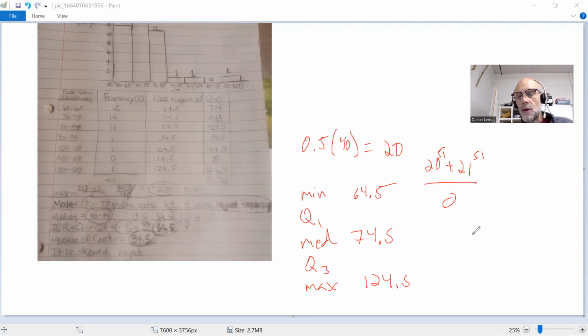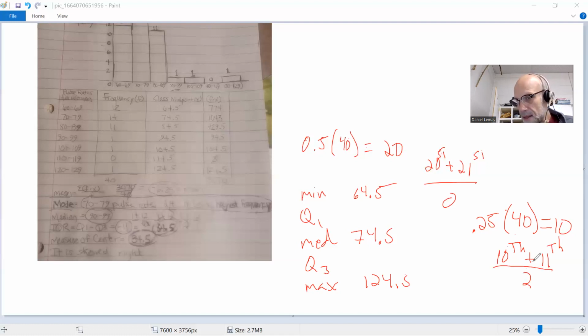What's that going to be? Well, we know the lower quartile is at the 25th percentile. So 25% of 40, or 0.25 times 40, is 10. So we're going to average the 10th and the 11th number. It's a whole number. Remember back in chapter 2 how we had to do that. So it's going to be the average of those. And I'm seeing that the 10th and 11th numbers are both in this range. So the lower quartile will be 64.5 also.